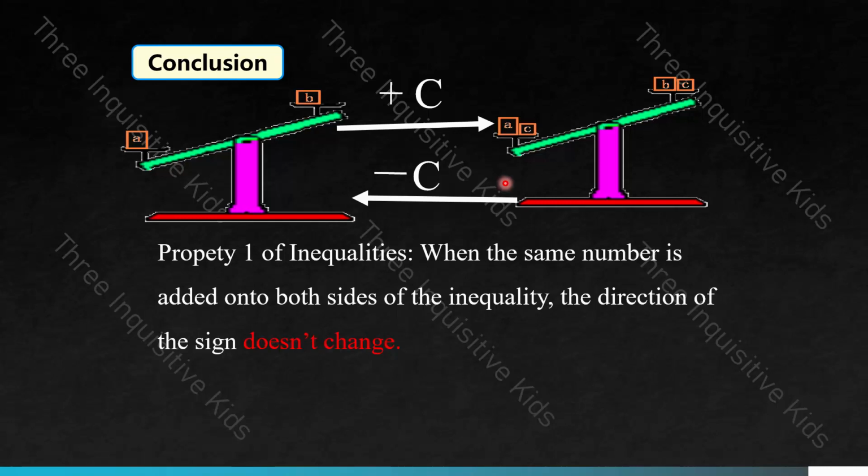So property 1 of inequalities. When the same number is added onto both sides of the inequality, the direction of the sign doesn't change. Here's an example. If a is greater than b, then a plus c is still greater than b plus c, and a minus c is greater than b minus c.